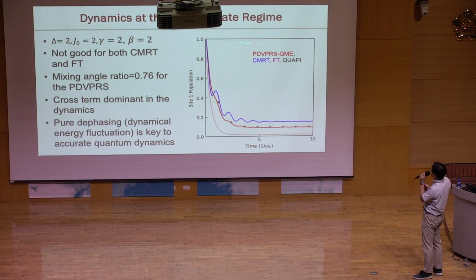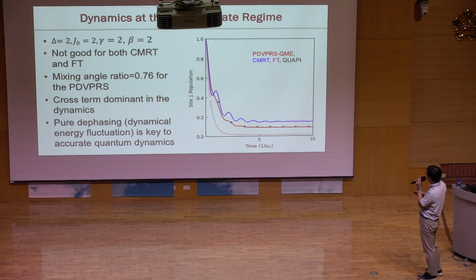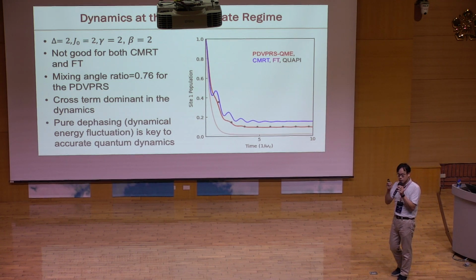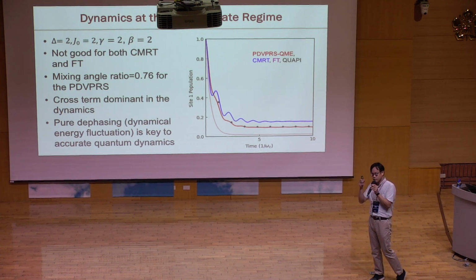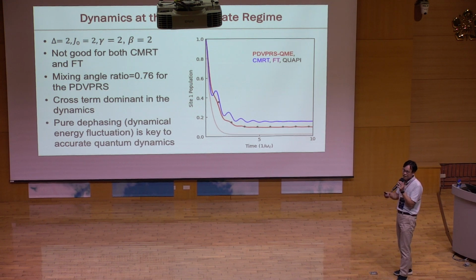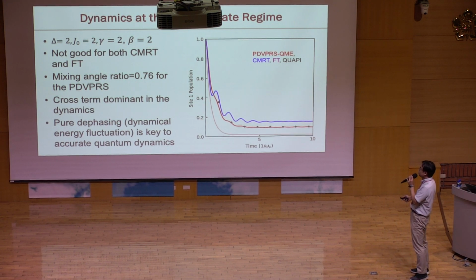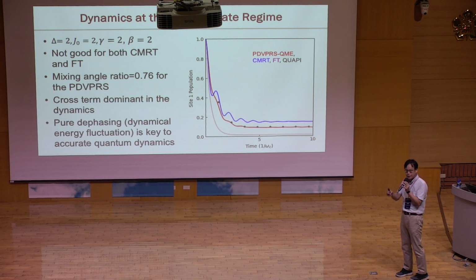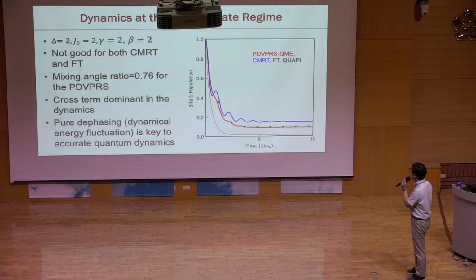Even in some intermediate regime dynamics where both Foster and CMRT do not work very well, our theory, these red curves here, agrees very well with numerically exact methods. So basically, this indicates a very important concept in treating quantum dynamics in condensed phase. That is, pure dephasing or dynamical energy fluctuation is key to correctly and accurately describe the dynamics.